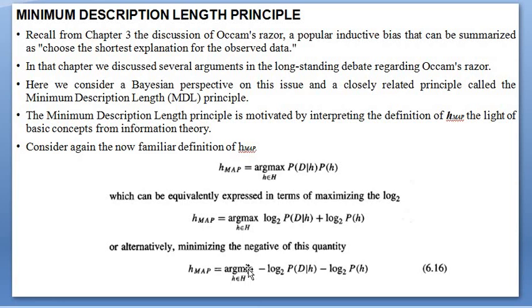Alternatively, we can apply the negation here. Here it is arg max because it is a positive value. In the H MAP, that is the maximum a posteriori hypothesis, we want a maximum value of the hypothesis. But in the rule we have minimum description length, so we apply the negation. Arg max becomes arg min, minus log to the base 2 P of D given h, and also minus log to the base 2 P of h.